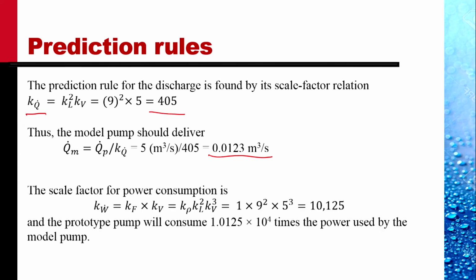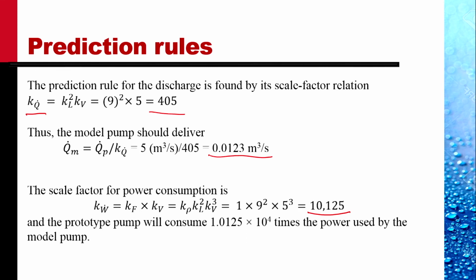The scale factor for power consumption is obtained from the relation power is equal to force times velocity. So K power is Kf into Kv, and Kf is like K rho, Kl square, Kv square. So Kf into Kv is K rho Kl square Kv square. Here K rho is 1, we are using the same fluid. Kl is 9 and Kv is 5. When we put it all together, we get a power scale factor of more than 10,000.